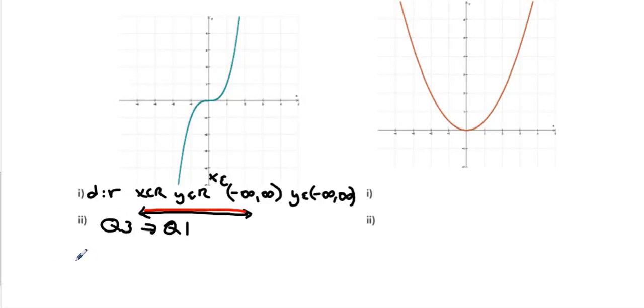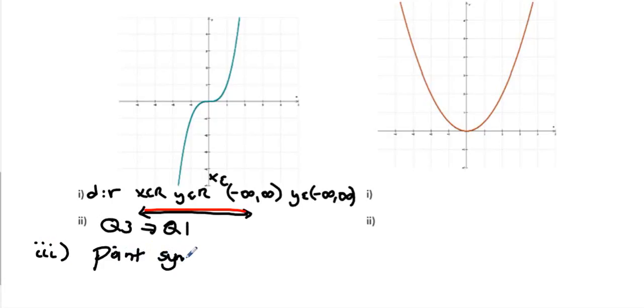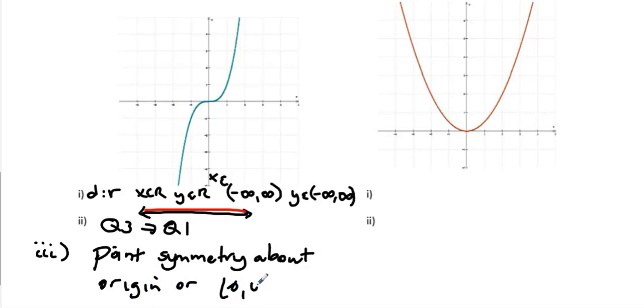Okay, and then any symmetry existing, and we can see that there is point symmetry. You have to say which point, so I'm going to say about the origin, or you could say about the point 0, 0. Okay, let's look at the next one.